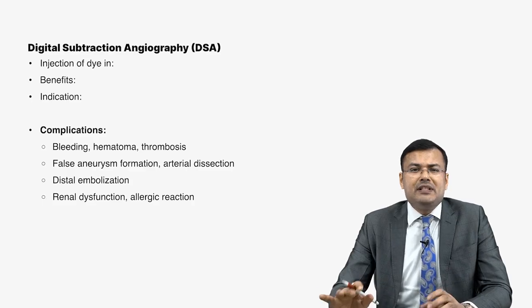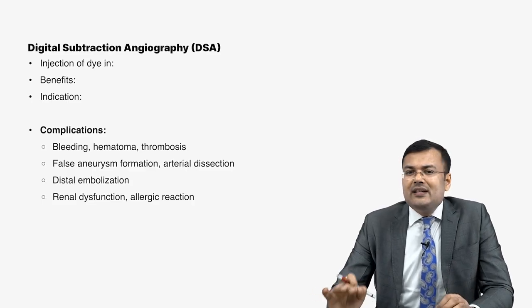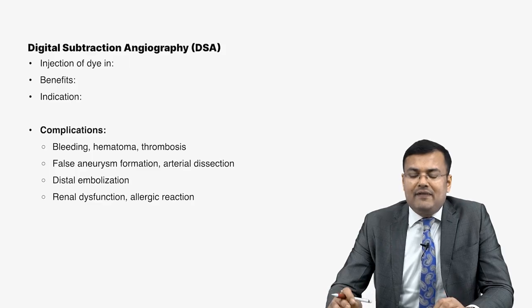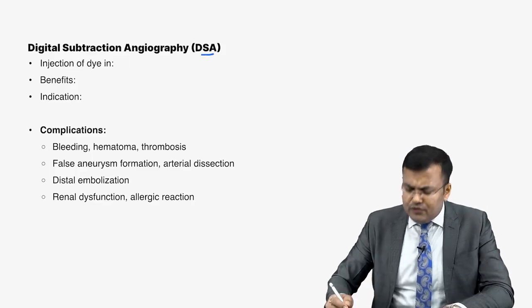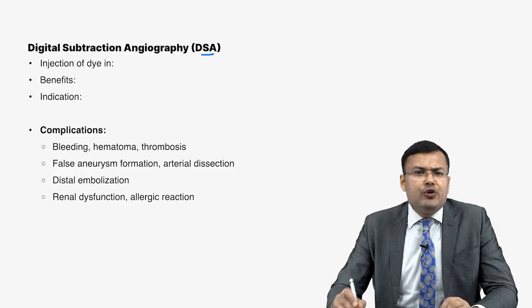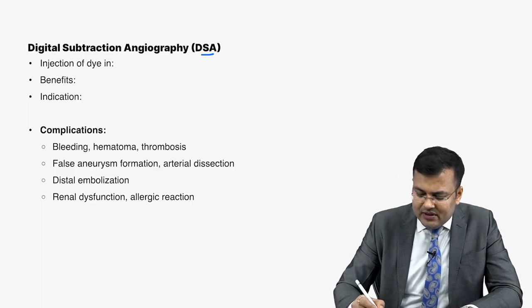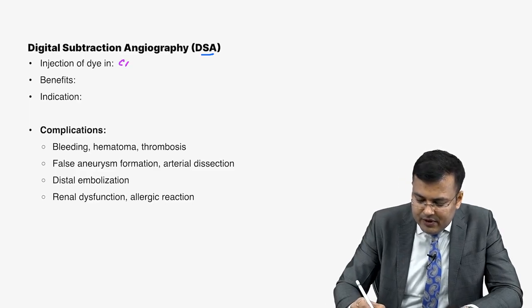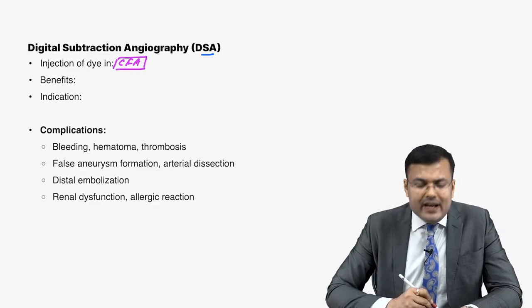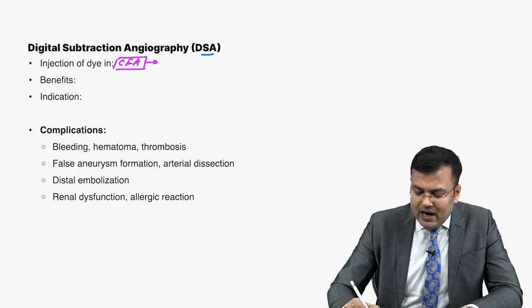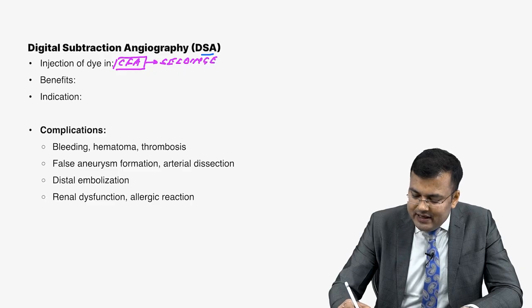Another investigation which is very helpful is digital subtraction angiography, also known as DSA. So first question, it's a type of angiography. Here you have to inject the dye. Where are we going to inject the dye? The dye is injected in the common femoral artery using Seldinger technique.